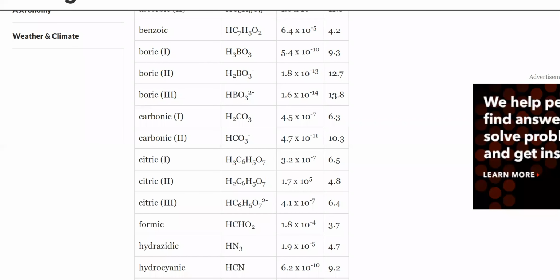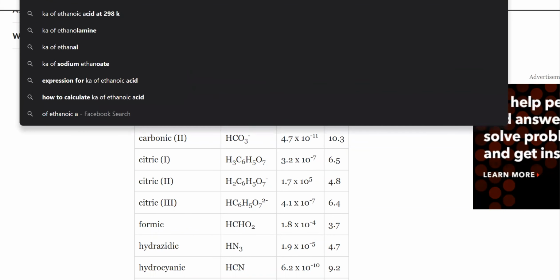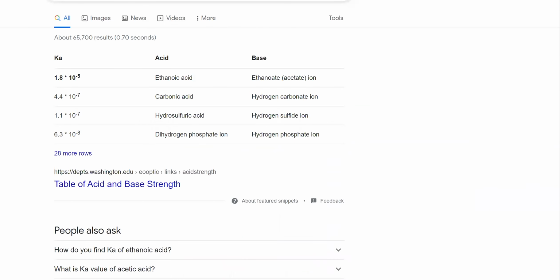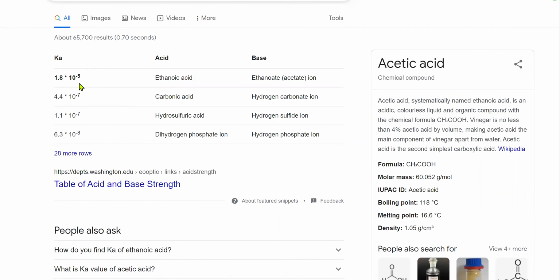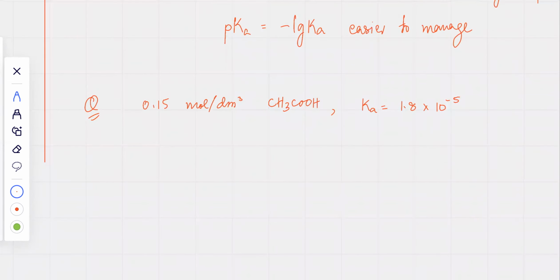I'm just going to Google it. Ethanoic acid is 1.8 times 10 to the power minus 5. So the Ka value is already known for ethanoic acid: 1.8 times 10 to the power minus 5. Now, all we have to do is plug the values into the Ka expression. And they're asking us to find the pH of this acid.